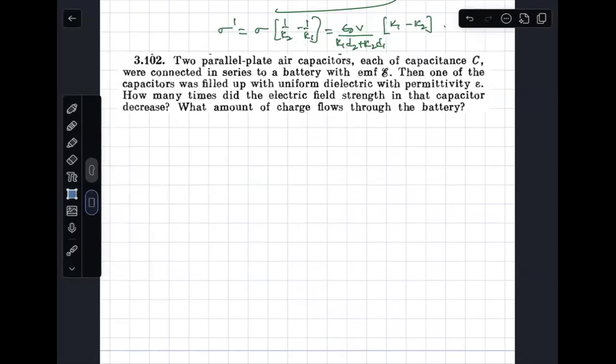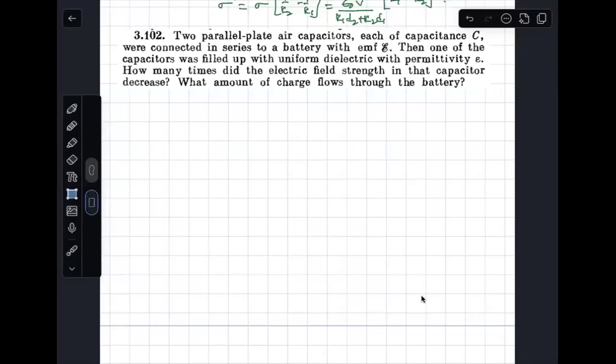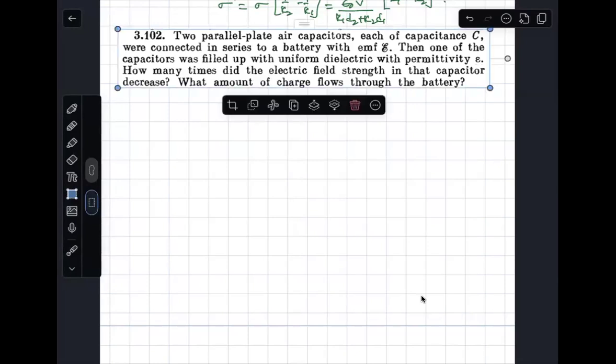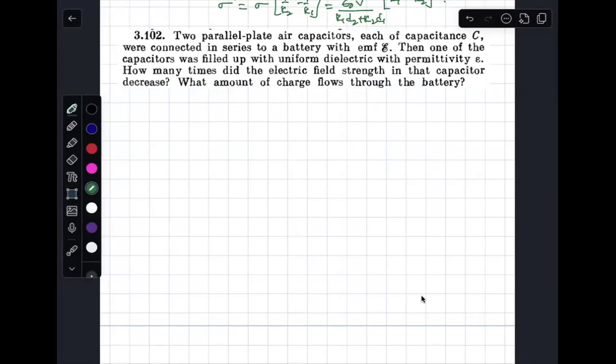Make it fast. So, what to deal with this particular question? Two parallel plate air capacitors, each of capacitance C, were connected in series to a battery of EMF E. Then one of the capacitors is filled up with a uniform dielectric with permittivity K. No issues. How many times did the electric field strength in that capacitor decrease? What amount of charge flows through the battery?